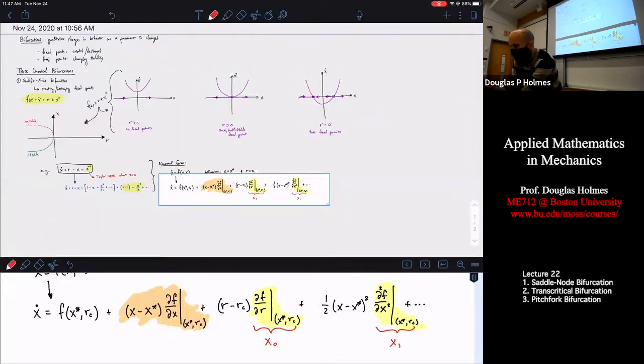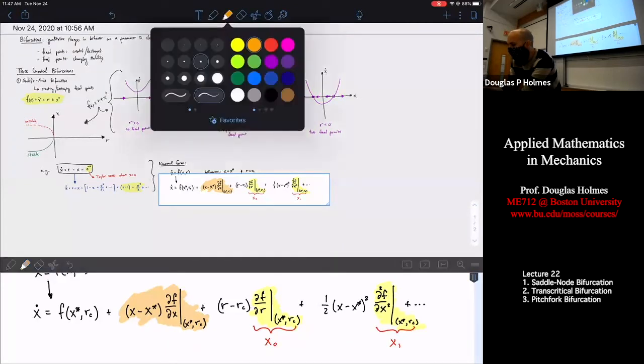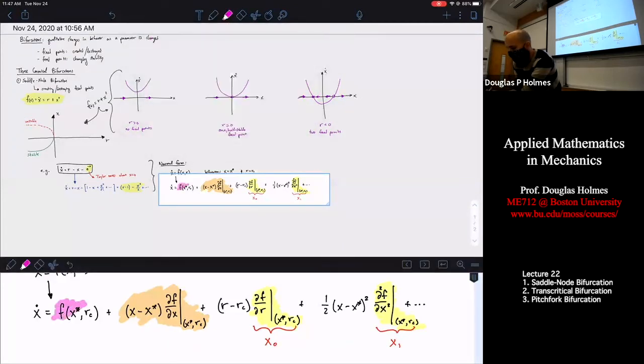This term is simpler in the sense that the function at the bifurcation point has to be 0. That's your crossing. You're saying if I plug in the fixed point, then I should be at 0 here. So this thing should go away. And indeed it does. Now, what do we do with this brown term here? Orange term, I guess.